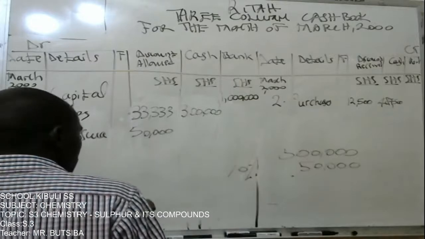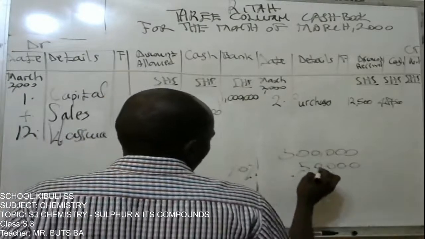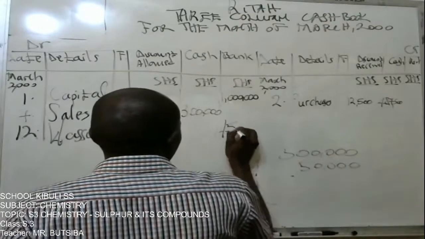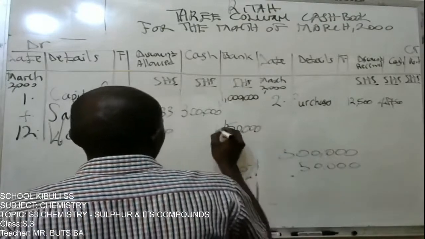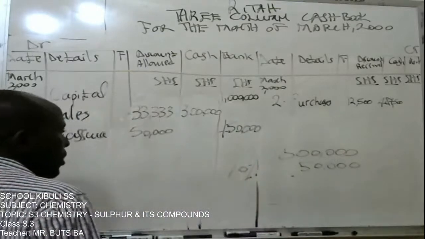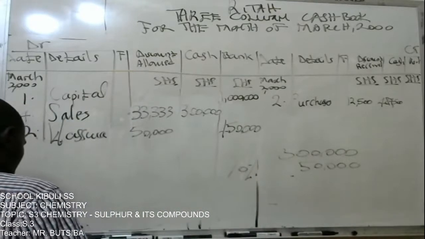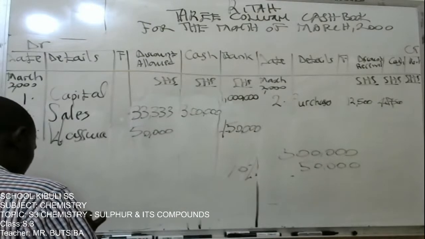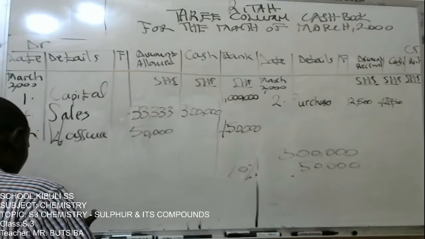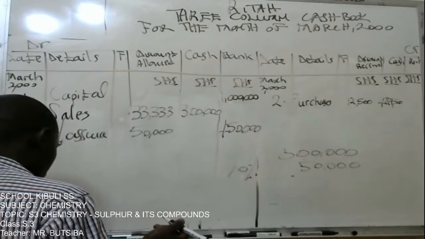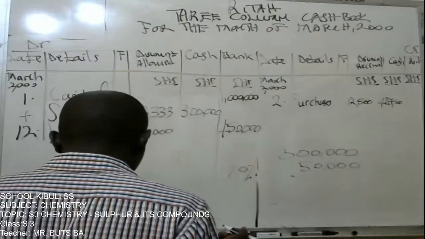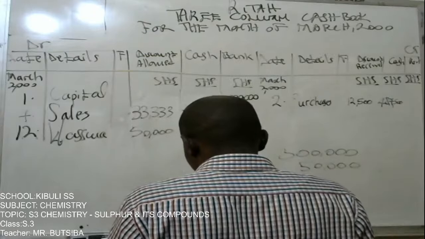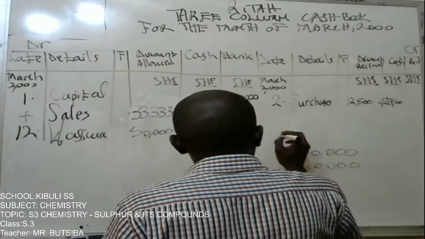It was by check. So that means it is the bank which gained. So when you subtract 50 from 500, you remain with 450,000. I think that one is clear. It's similar to the ones we have been recording. Then paid by check, less 5% discount. So this time you are paying out. So that means you are giving out money. You're giving out money. So you come on the credit side.